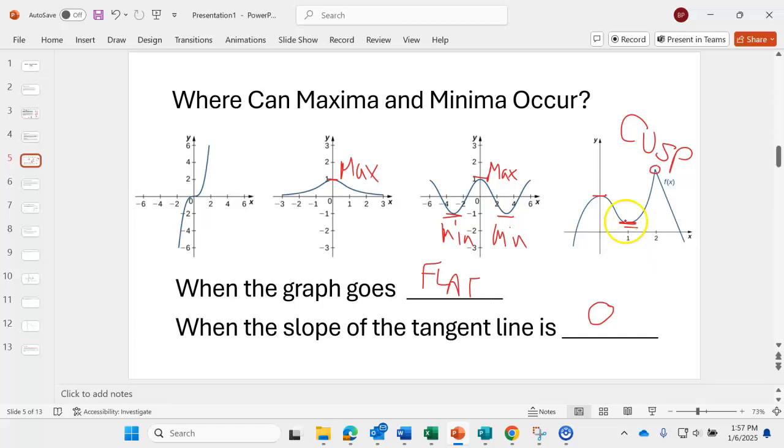The only exception to that rule is this cusp point. At the cusp point, we're going to see that something different is going to happen. But generally speaking, maximums and minimums occur when the graph goes horizontal, when the slope of the tangent line turns out to be 0.